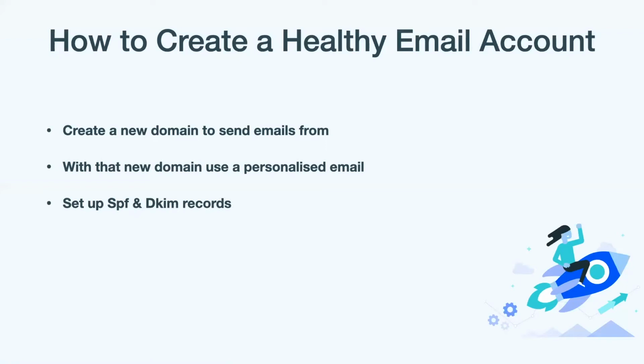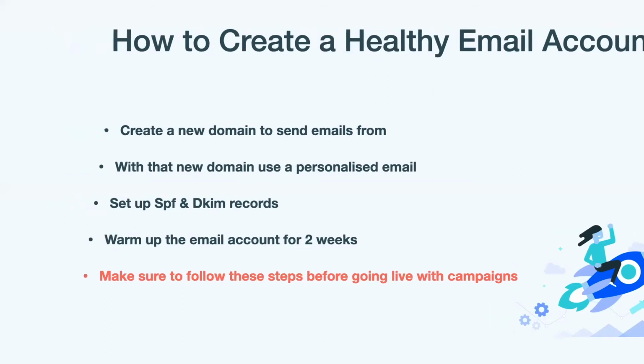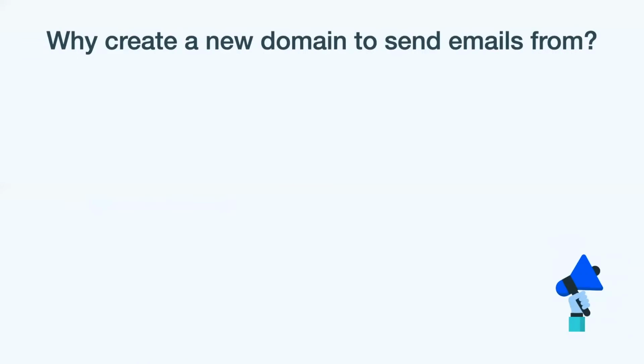Then you have to set up SPF and DKIM records that I'm going to show you about. And then you need to learn how to warm up the email for 2 weeks. I think all of these steps have to be done before you go live with the campaign. So the first thing is, why do you need to create a new domain to send emails from?